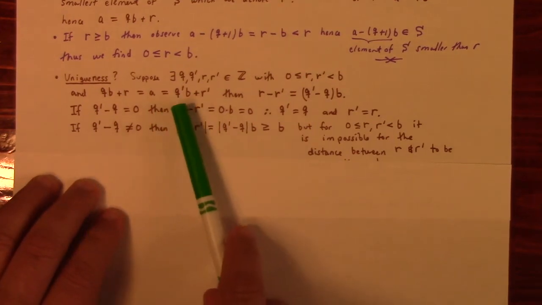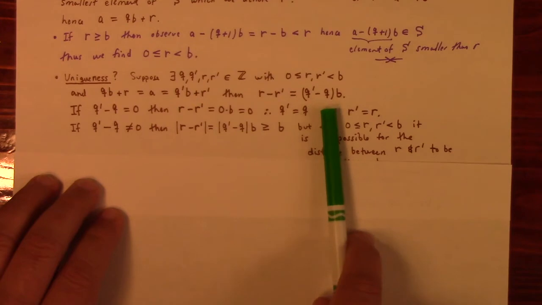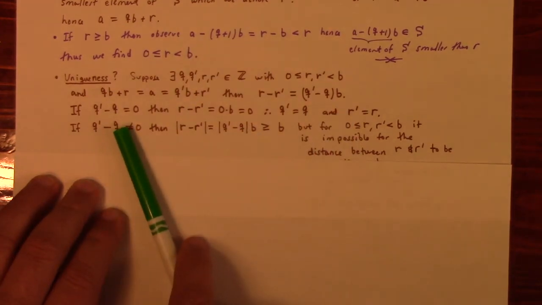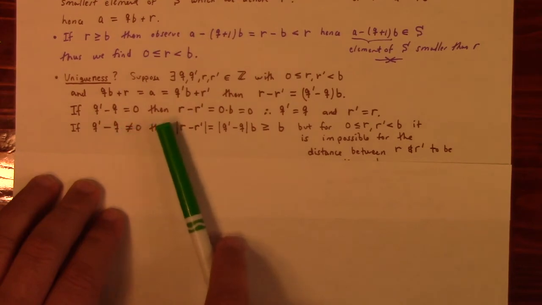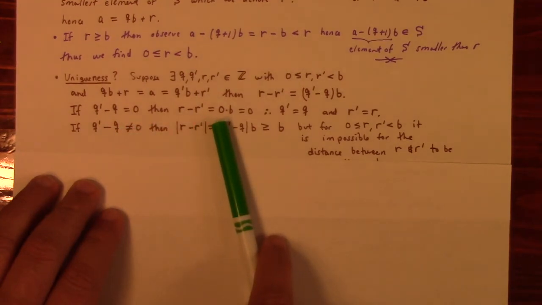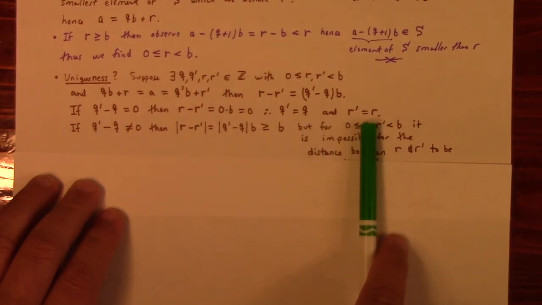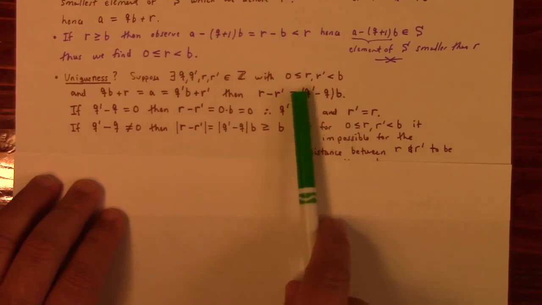Then, since this is equal to that, we can solve and get r minus r prime is equal to q prime minus q times b. Now, if q minus q prime is equal to 0, then great, we've got r minus r prime is equal to 0. So therefore, q prime is equal to q and r prime is equal to r, which is what we'd like, right? So what's the other possibility, given this equation?